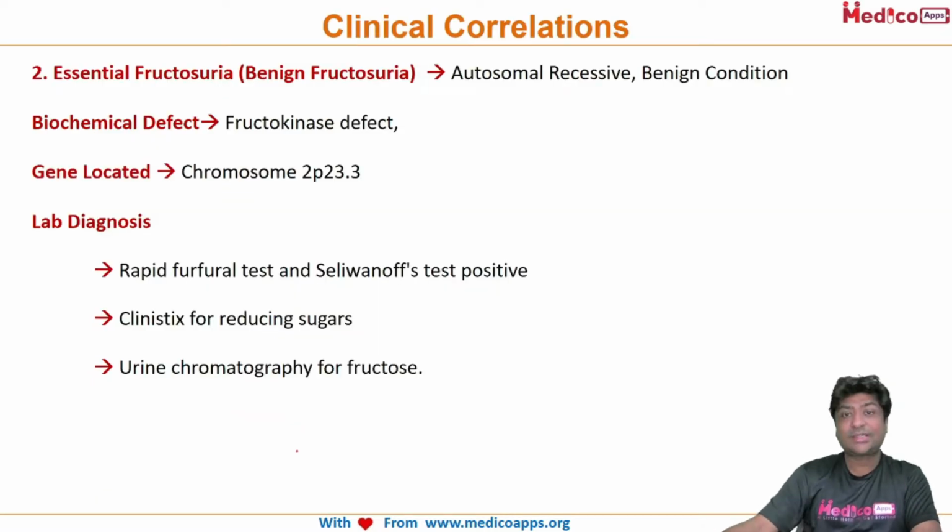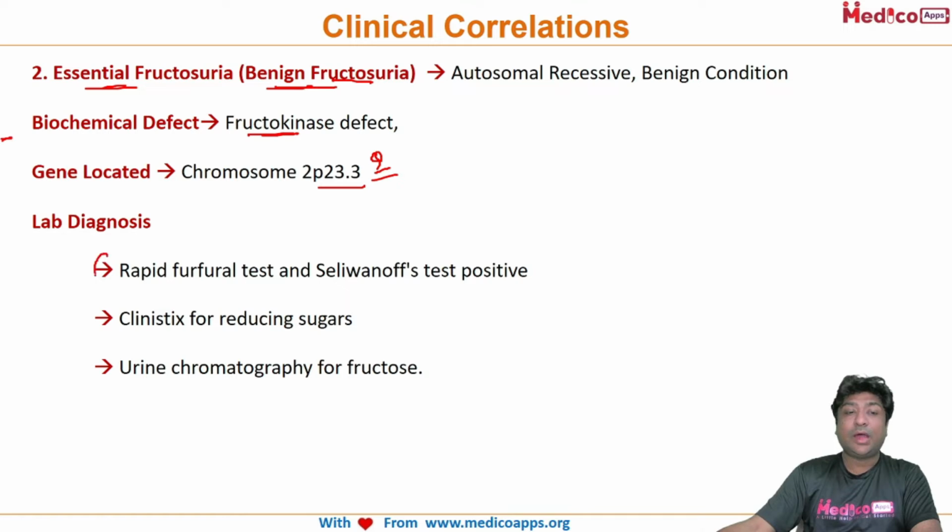The second disease, which is more of a benign disease, is basically essential fructosuria, also called benign fructosuria, because it does not have any biochemical effect. Simply the fructose is thrown out of the body. So the fructokinase is defective. This gene has been asked in the examination, chromosome 2p23.3.